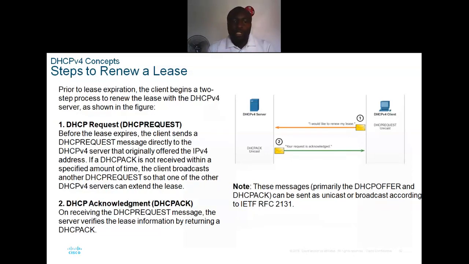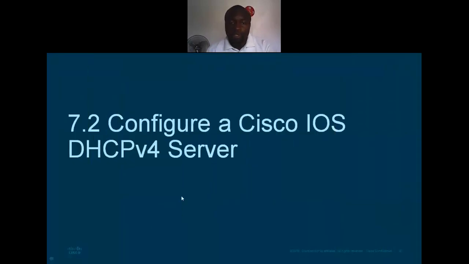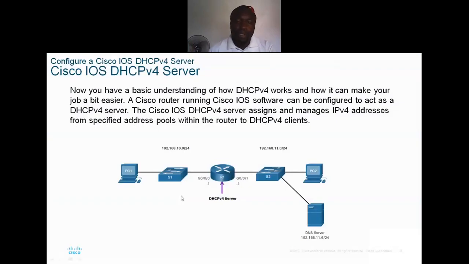Now, prior to the expiration of the lease, the client begins a 2-step process to renew the lease with the DHCP server. To renew it, it sends a request, and then the server sends an acknowledgement. So how do you configure DHCP on a Cisco router? For instance, you have a network here, you have a DNS server located here, then you have this router. So you have a small network, you can configure DHCP to serve on this particular network.